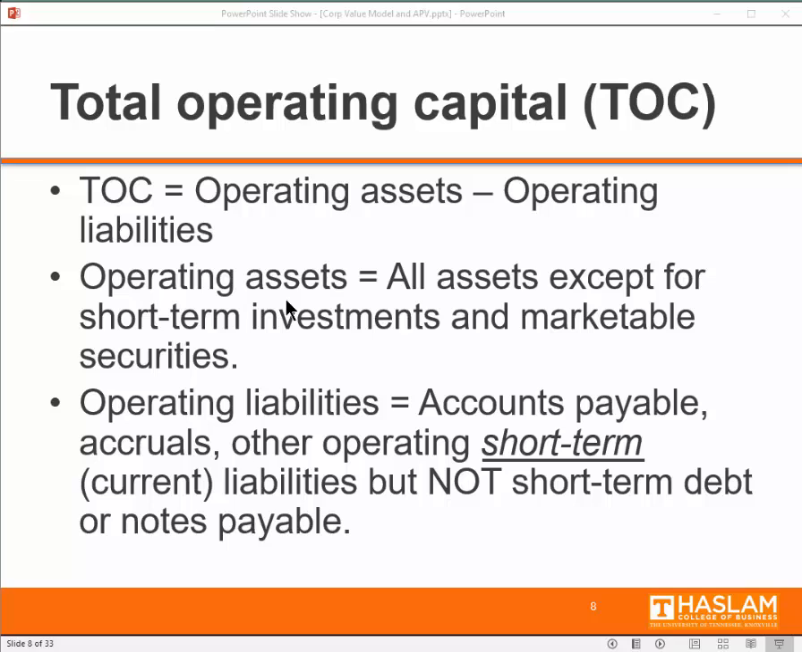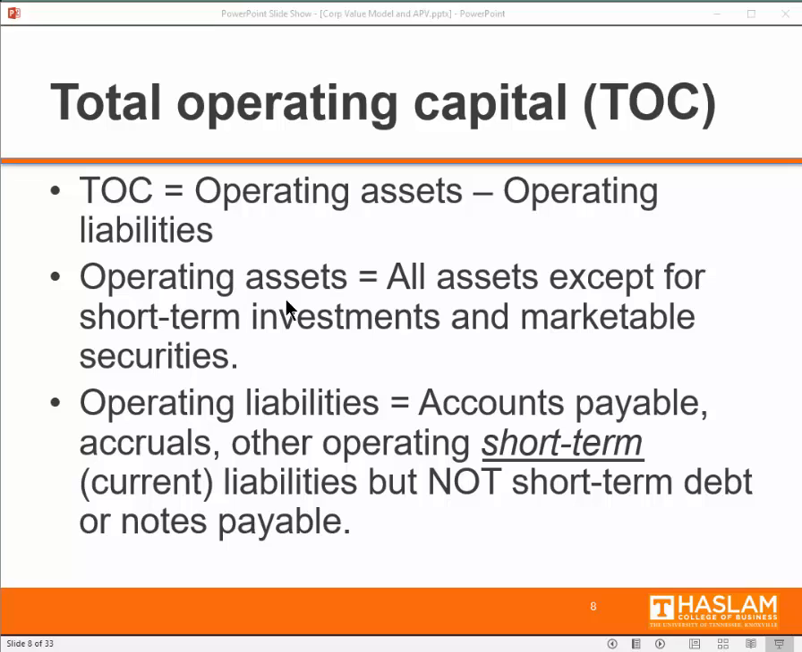It's all assets except for non-operating assets, and for most companies that would constitute short-term investments. So all total assets minus short-term investments. Operating liabilities, on the other hand, are only short-term, so they're only inside the current liabilities section, and they consist of accounts payable, accruals, and then sometimes some other operating short-term liabilities.